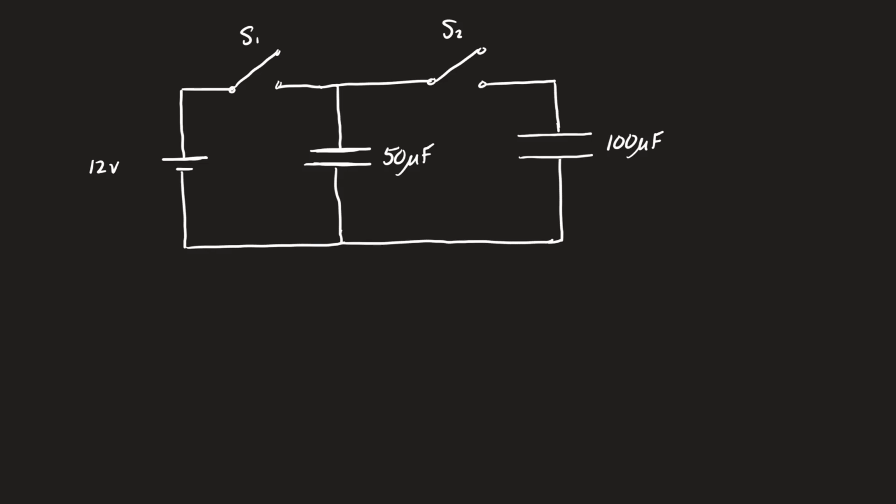In step one, we close switch one, and we allow the system to come to equilibrium. Now, you guys should have no difficulty figuring out what the potential difference and charge is across this capacitor. The potential difference is 12 volts. That's obvious. Charge on the capacitor, just use the definition of capacitance. So Q equals CV. So it'll be the product of those two. So 600 microcoulombs. Did we do our arithmetic correctly?